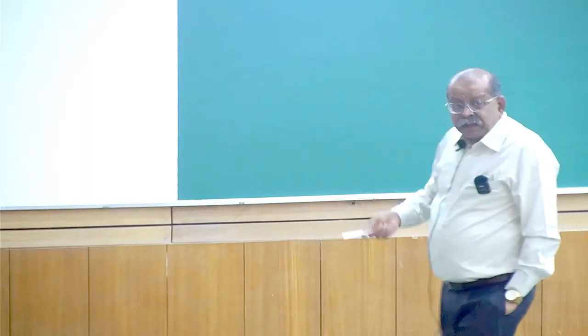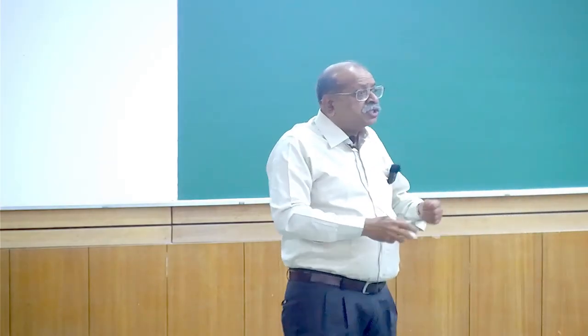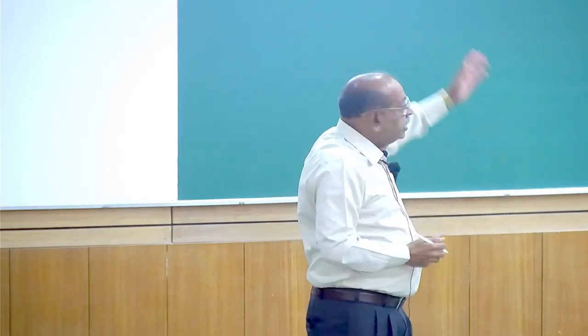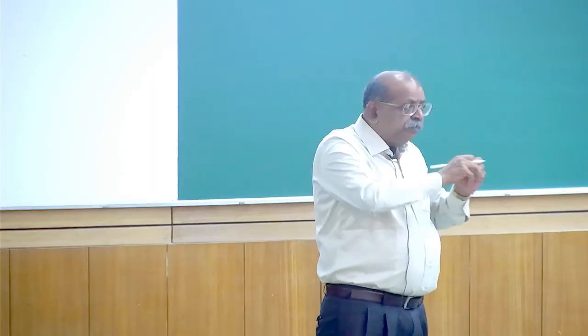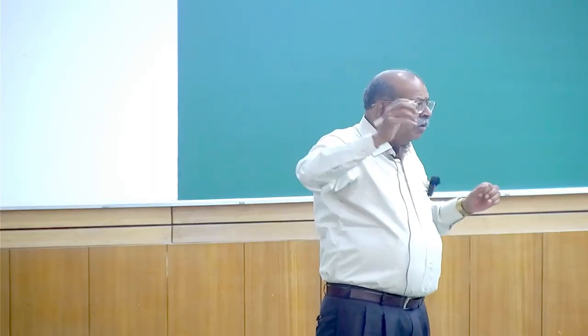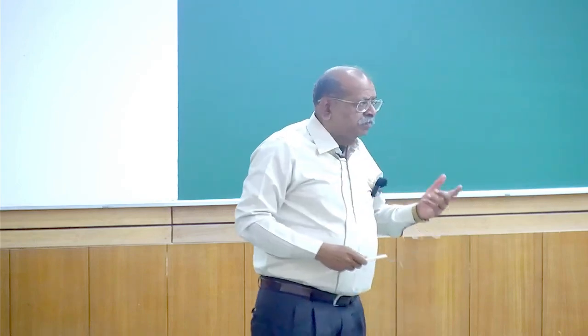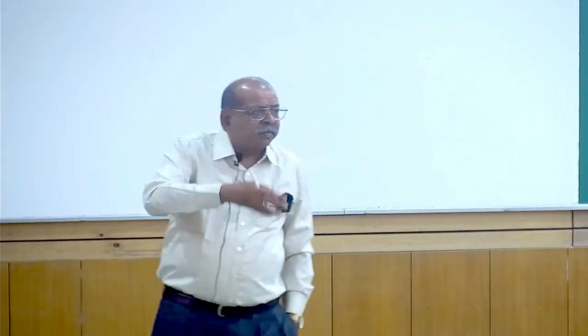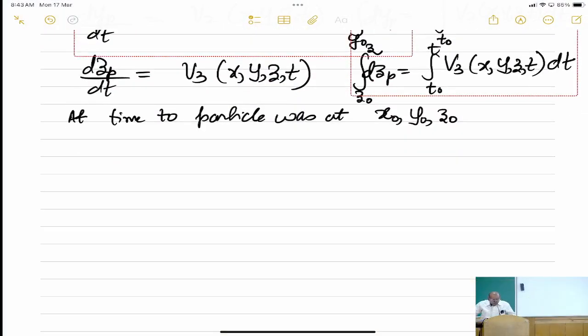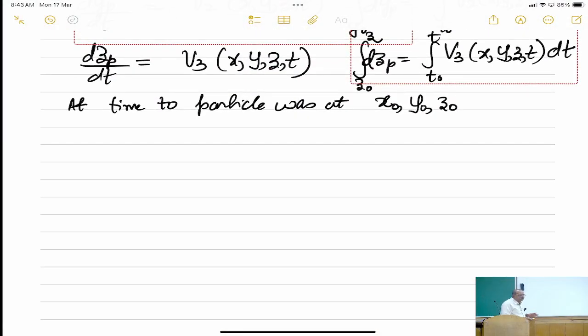Now, what will happen if it is a steady flow field? Then on the right hand side, there will be no time. Still, position will change with time, but on the right hand side, there will be no time. I'll complete the three descriptions and then I will give you some more examples. So, this is the first concept of path line.